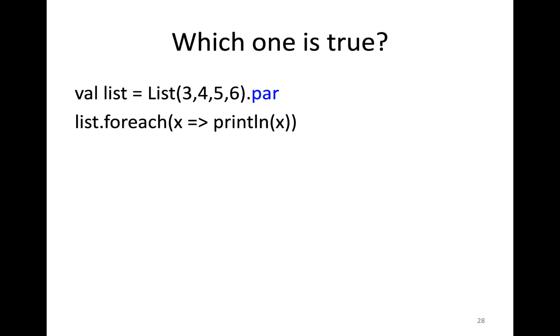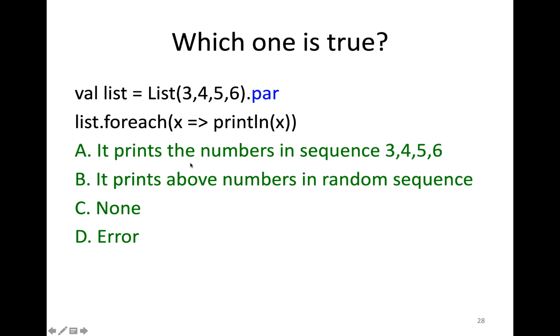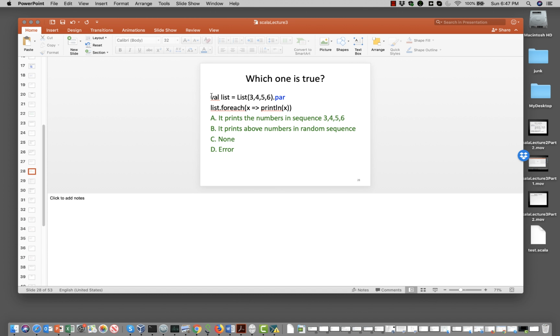Now, some practice to understand this parallel computation. So here, list is a parallel list. And if we print these items using foreach, then what happens? Think about it, and mind that this printing is happening parallelly, so it prints the above numbers in random sequence, not in exact sequence, to understand that things are happening parallelly.